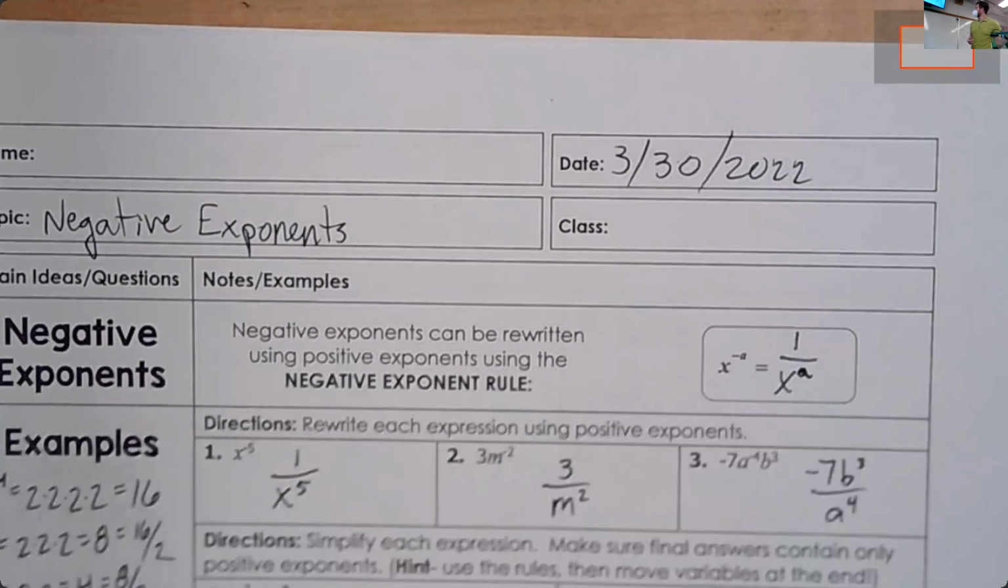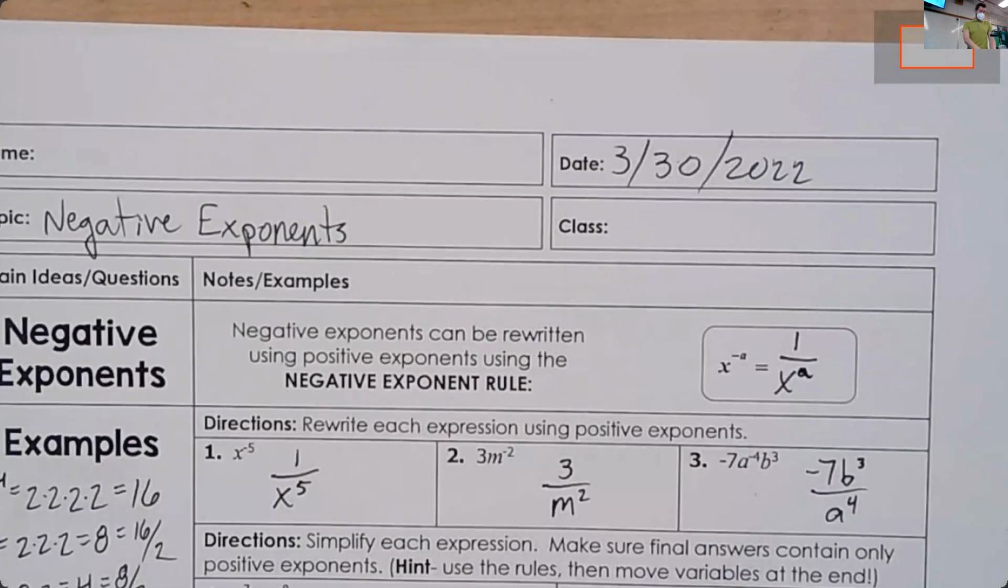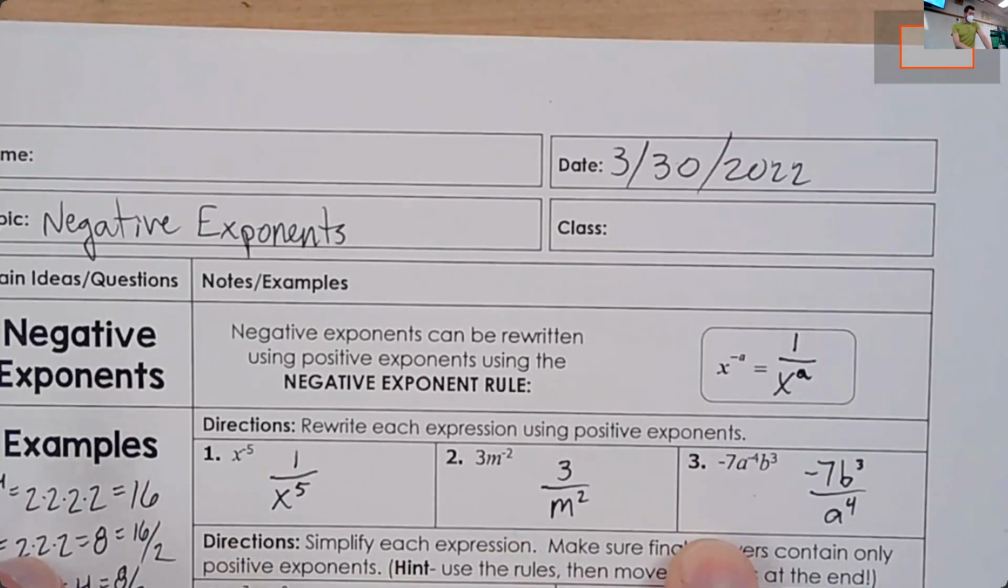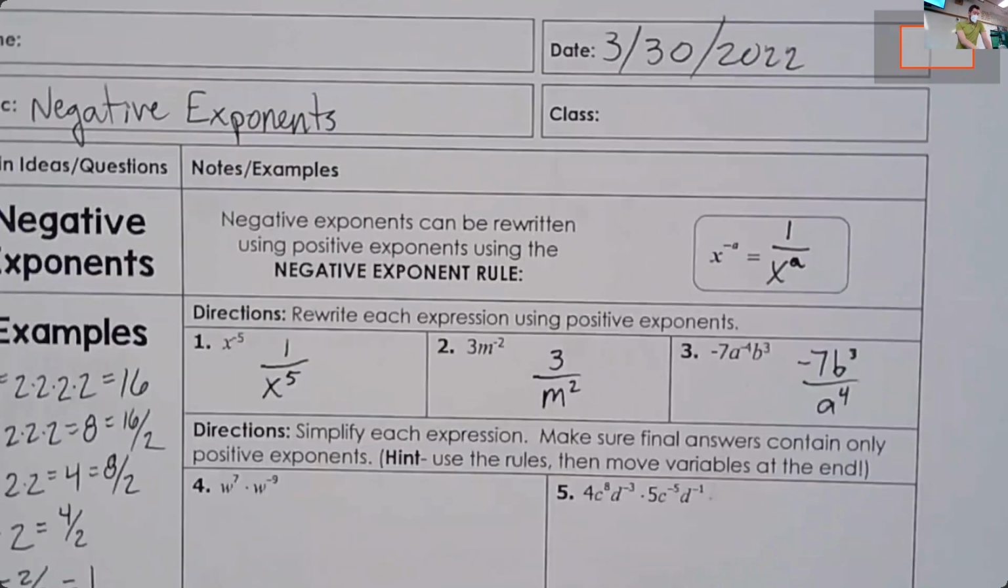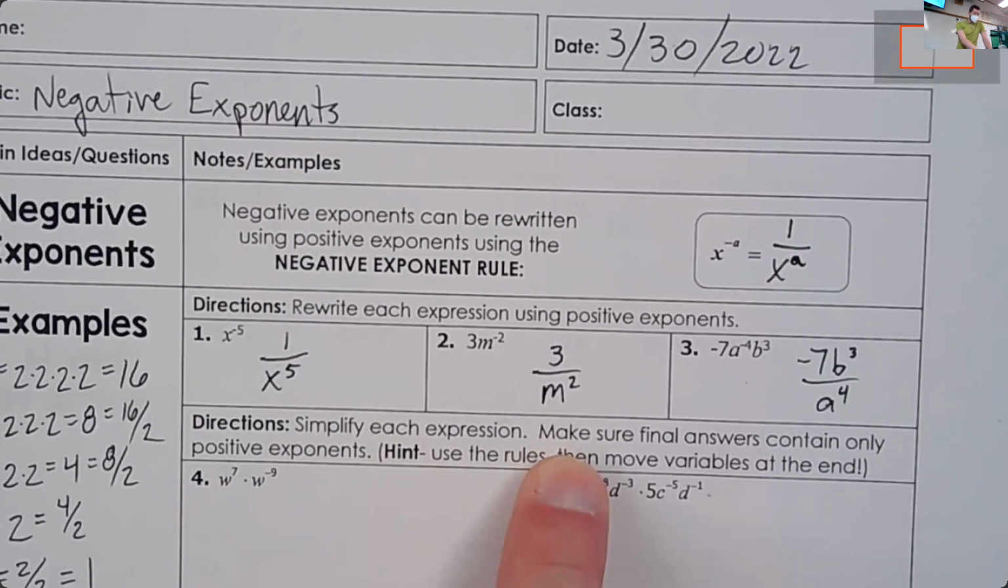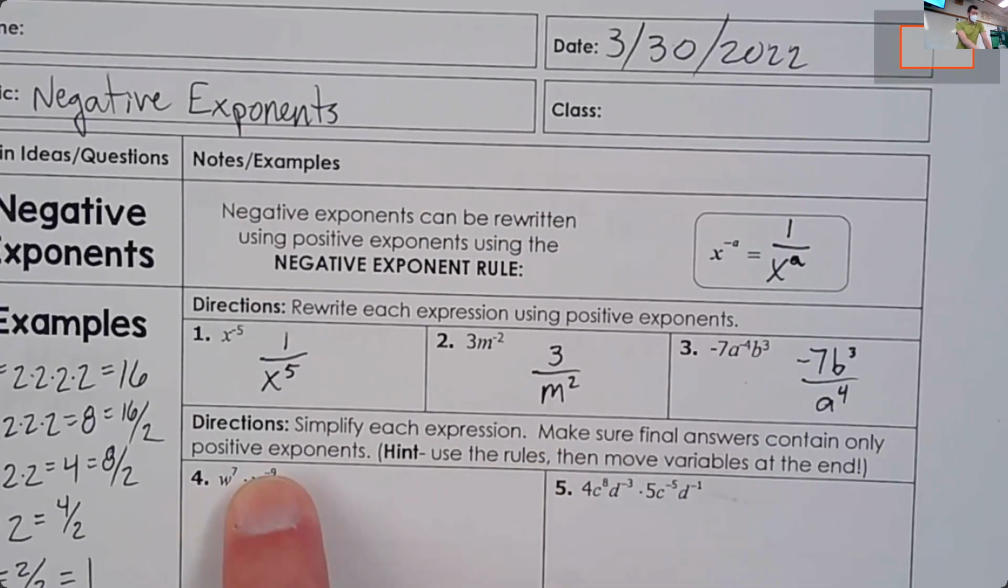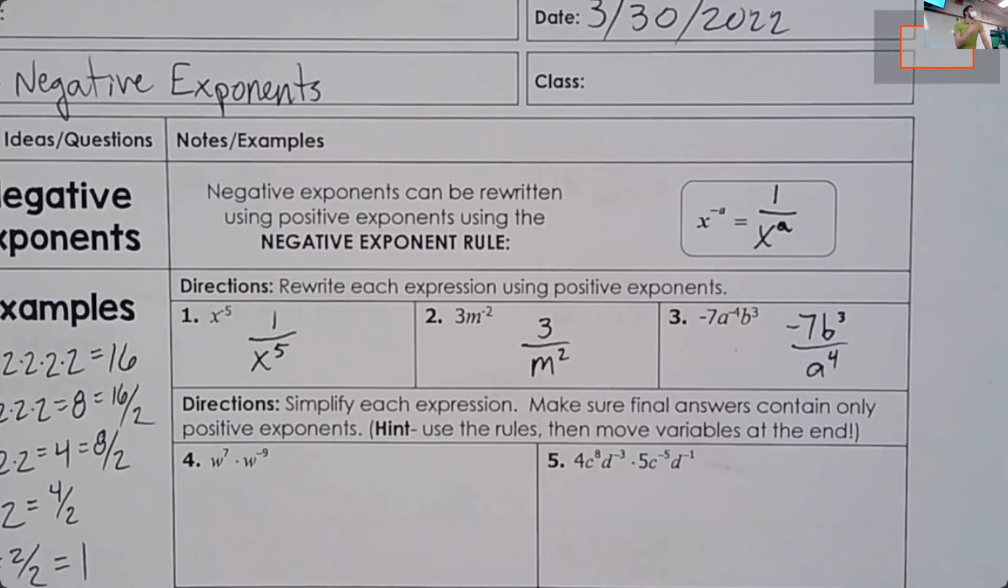All right. So that's the basics of the negative exponent rule. Before we move on to the rest of our lesson here, which is just a bunch of examples, we're going to read some directions. It says to simplify each expression, which means we can't have negative exponents in our answer. It says to make sure that the final answers contain only positive exponents. And the hint it is telling you here is use the exponent rules first.